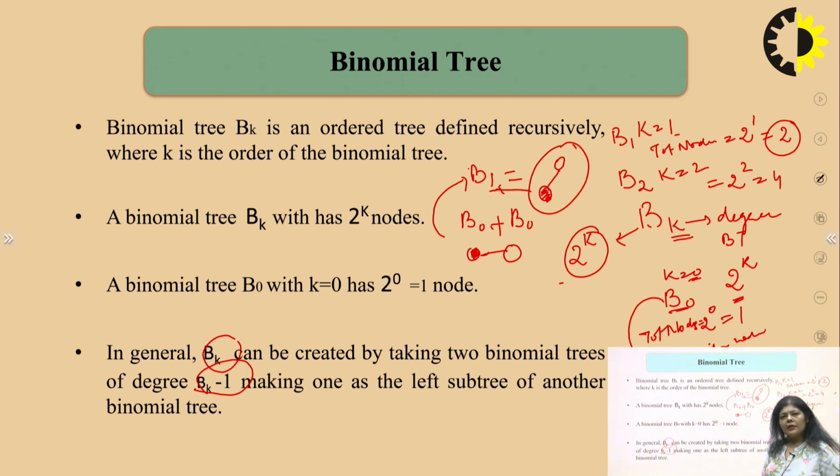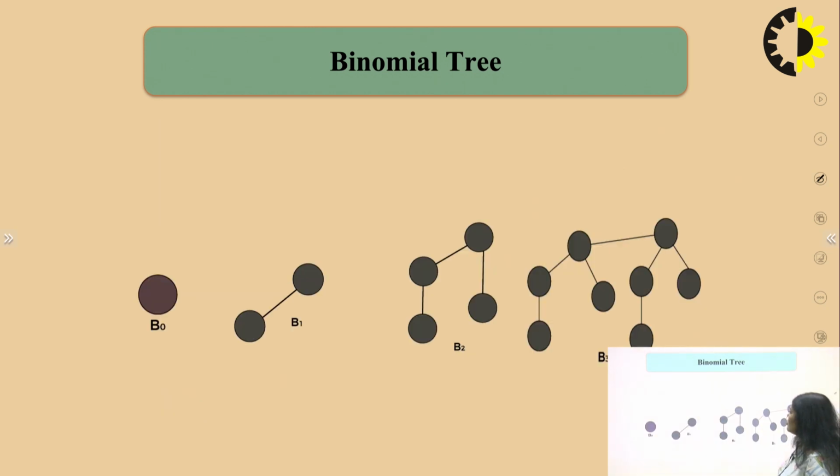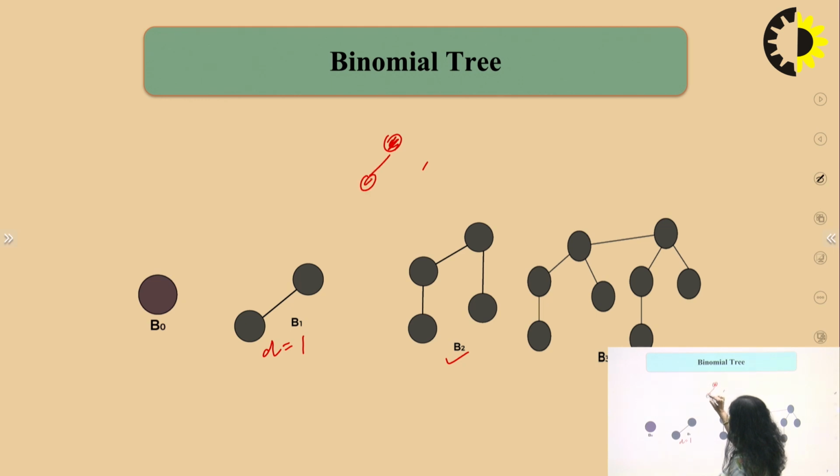Recursively, we can create binomial trees with higher degrees. For example, now I want to create a binomial tree of degree 2. To create a B2 like this, what do I need to do? I need two binomial trees with degree 1. So this is the binomial tree with degree 1. I need to take two components like this. For example, this is the first component and this is the second component that I have with me. Now I need to just join them.